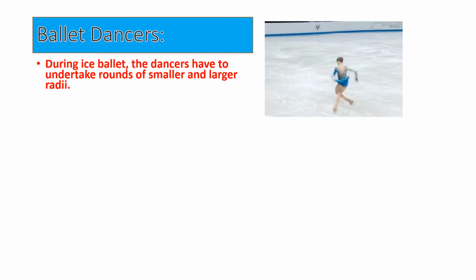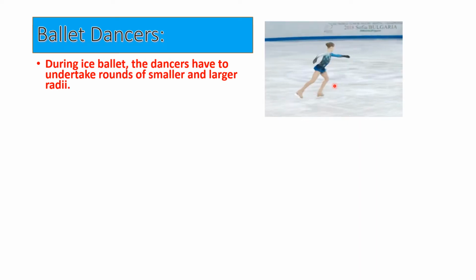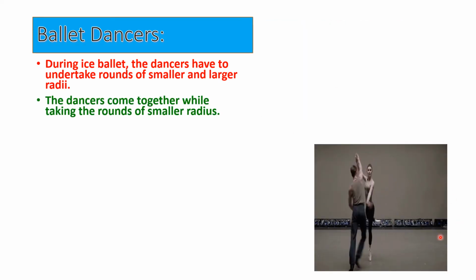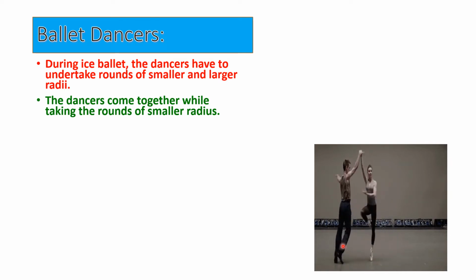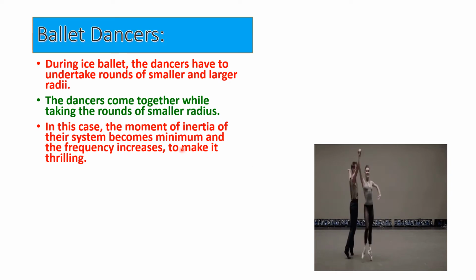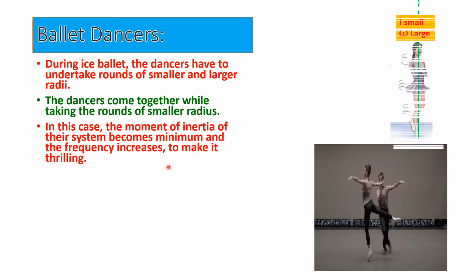Consider the example of ballet dancers. During the ice ballet, the dancers have to undertake rounds of smaller and larger radii. The dancers come together while taking the rounds of smaller radius, that is near the center. In this case, the moment of inertia of their system becomes minimum and the frequency increases to make it thrilling.